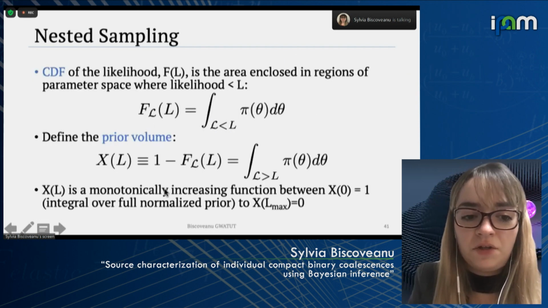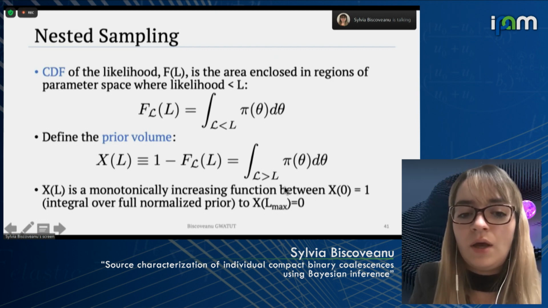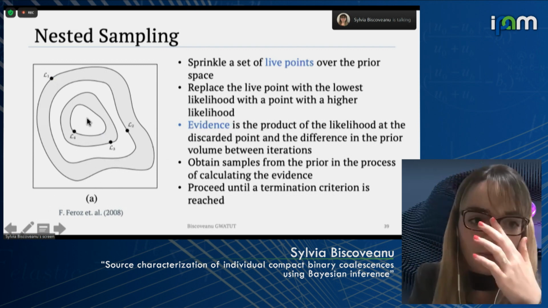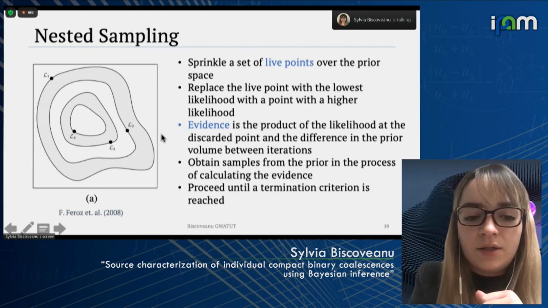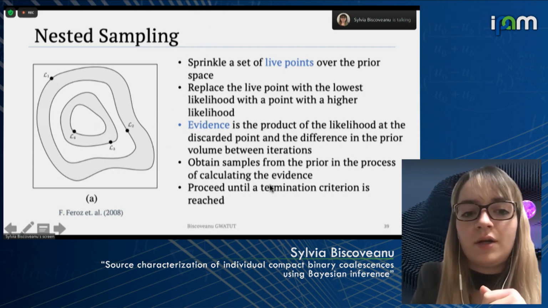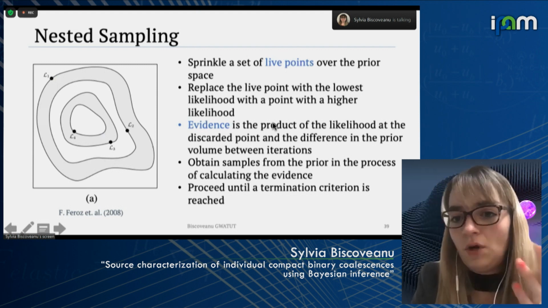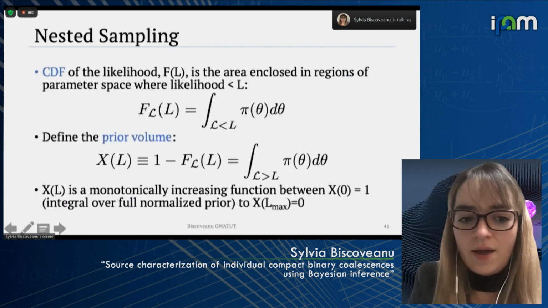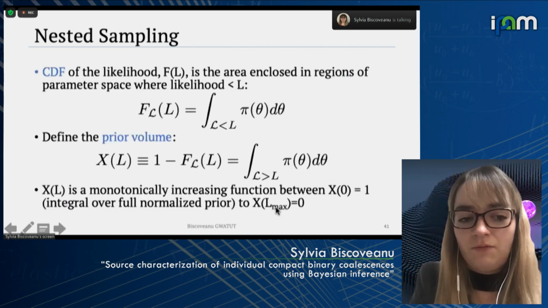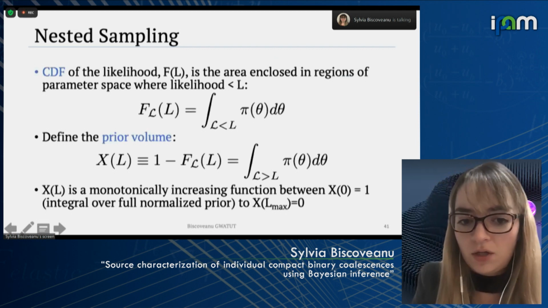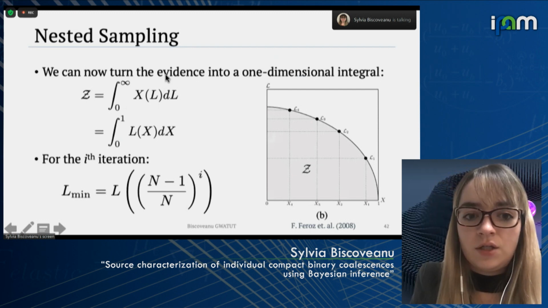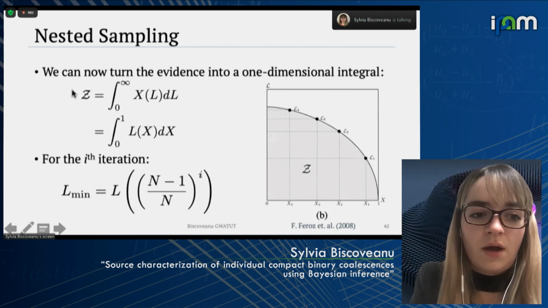And this prior volume is a monotonically increasing function between 0 and 1. So at the point of max probability, your prior volume is 0 because there are no points in the parameter space that have a higher likelihood. And at the point where your likelihood is 0, your prior volume is 1 if you've chosen a properly normalized prior, because you're just integrating the whole prior space. And so this tells us that this is a convenient parameter to use because it's monotonic and bounded. So this allows us to turn the evidence integral into a one-dimensional integral.